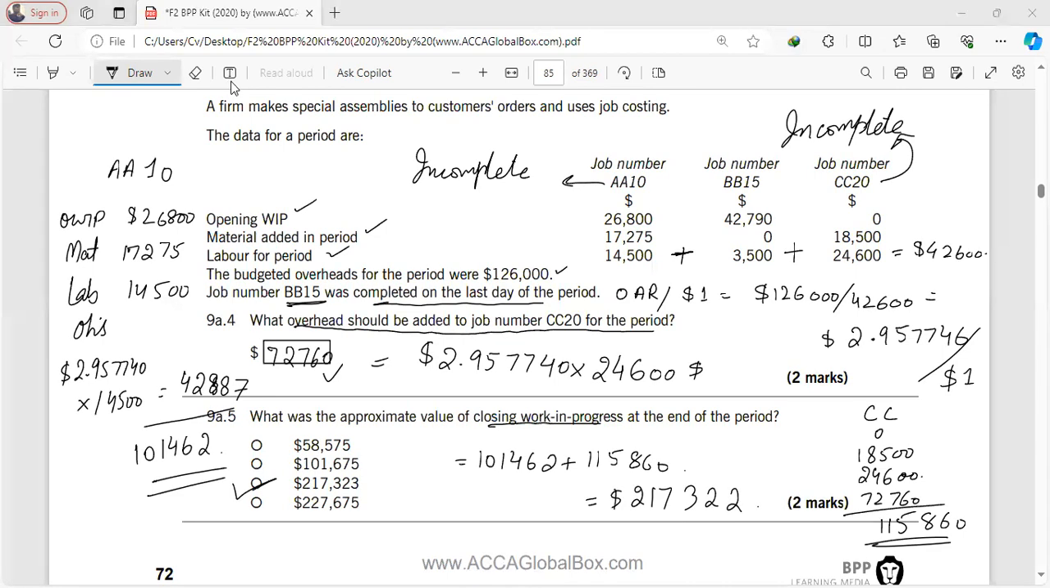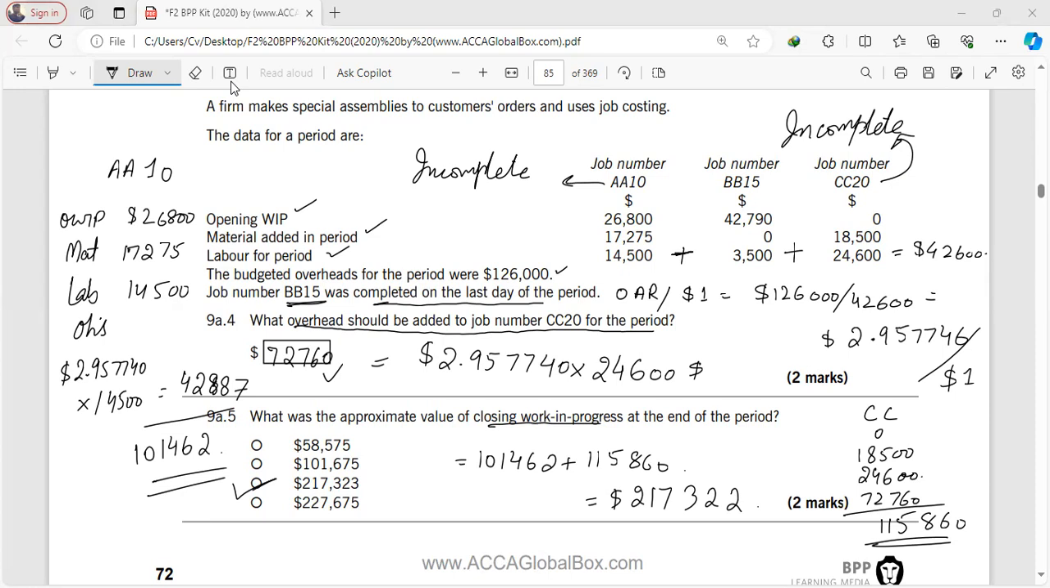Right, everyone? Any question? Whenever he asks you to calculate the total cost or he asks you to calculate the value of work in progress, both have one and the same meaning. It means calculate the total cost.